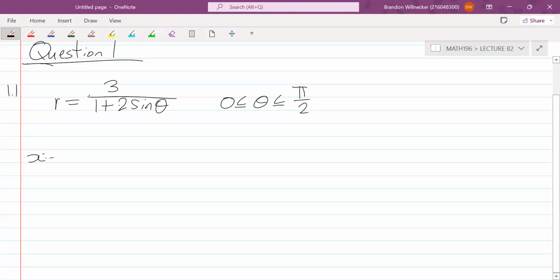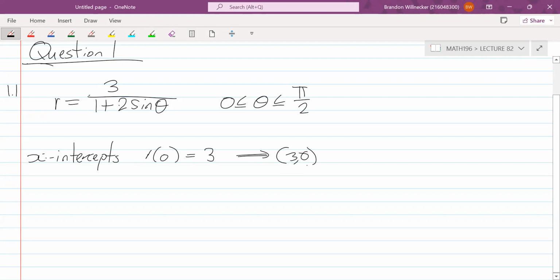So for the x-intercept, that's going to correspond to r of 0. If we substitute that in, we're going to get 3. So if we go along the x-axis, we move 3 along the x-axis. So that gives us the point 3, 0.